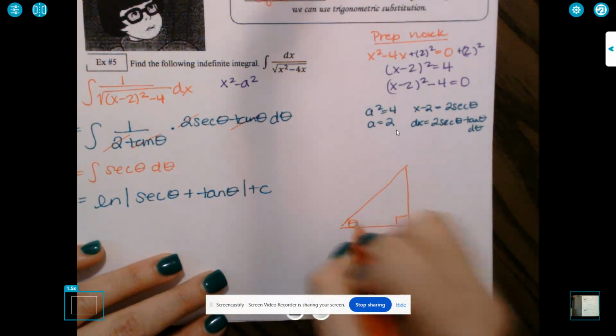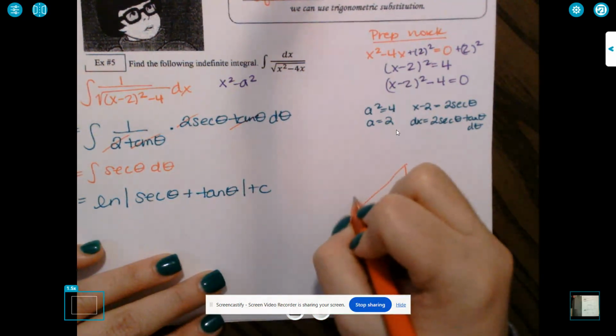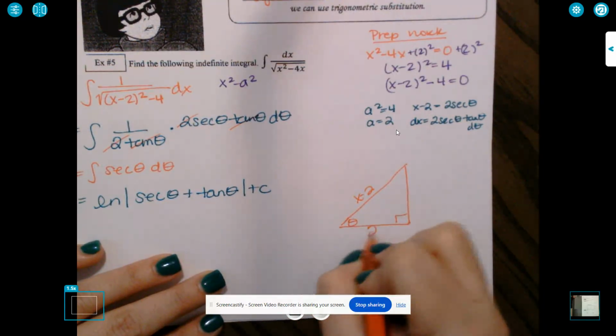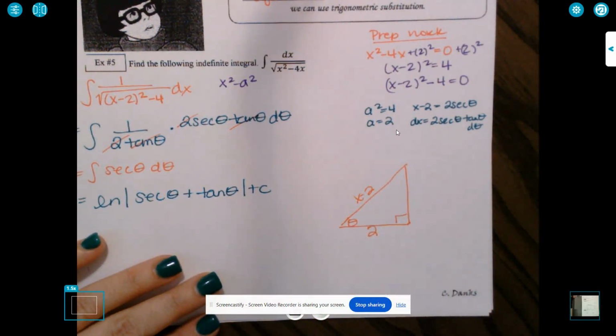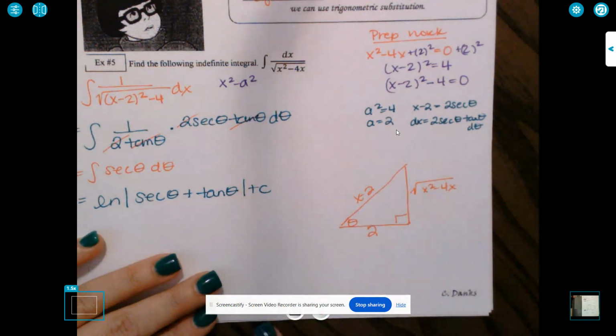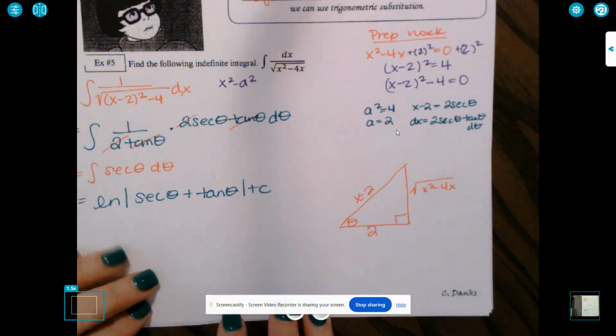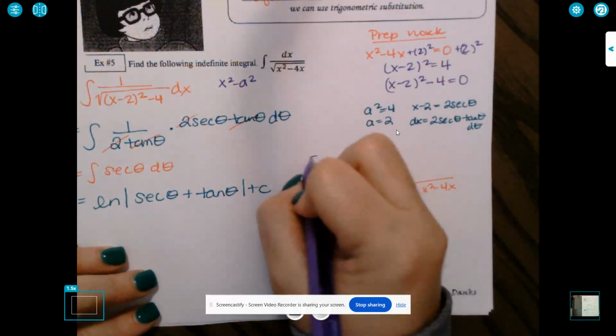All right, so here's my theta. So we know right now that, let's see, we were given x minus 2 is going to be here. 2 is going to be here. Then we know that this side right here is going to be that original x squared minus 4x. All right, I'm going to write it out one more time.